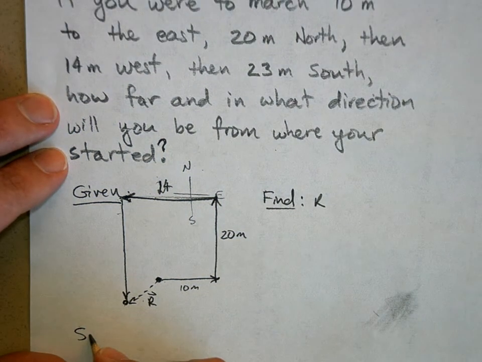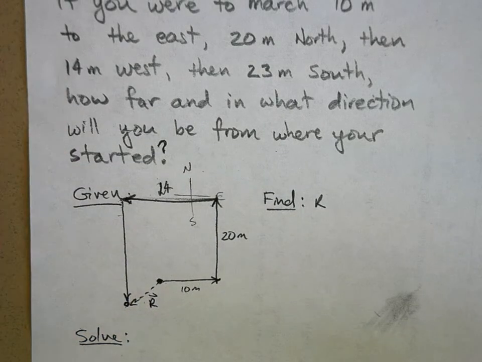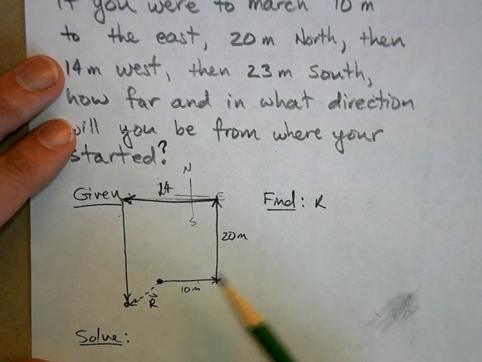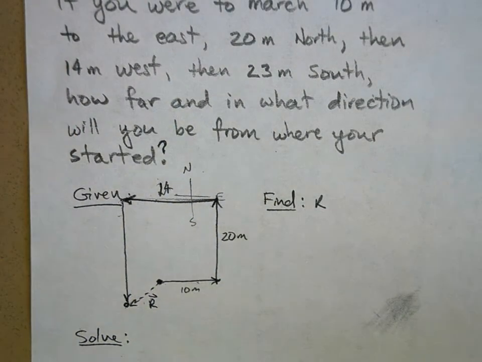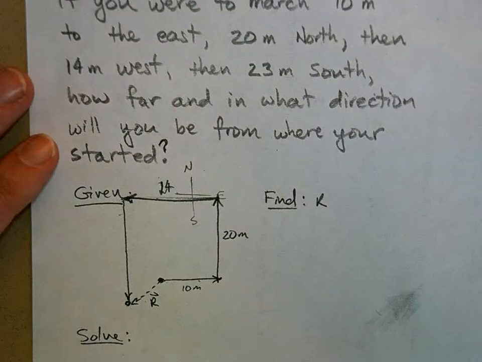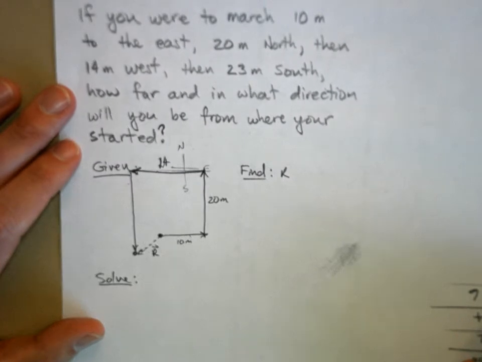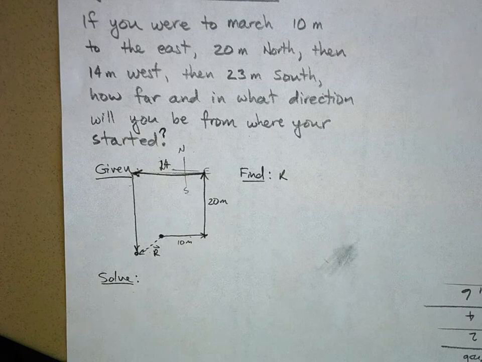Now let's solve it. And I could call this vector A, vector B, vector C, and vector D, and add them together. I'm just going to add 4 vectors here. I don't think I'm going to bother with that because it's really kind of not necessary to do that. But what I am going to do is I'm going to put each vector in rectangular coordinates, and I'm going to add them together in a column.